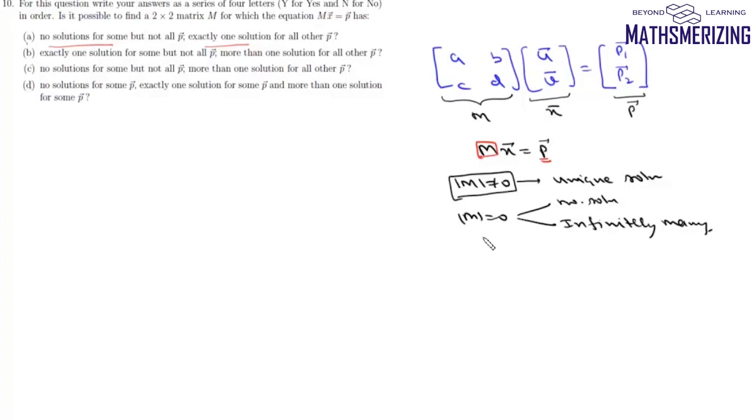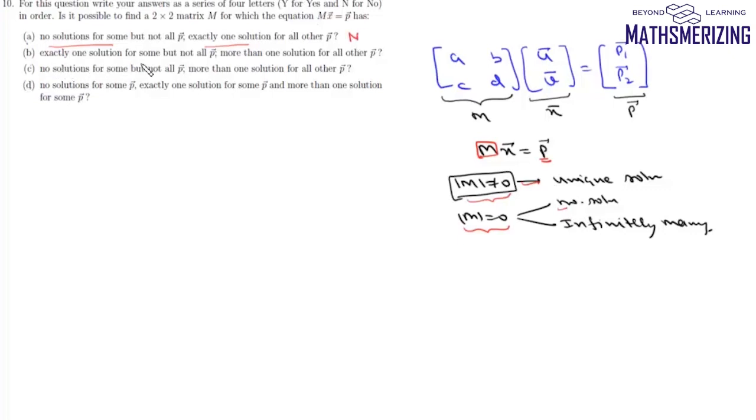So we know that if it has no solution, then determinant of M will be 0, and for exactly one solution, determinant of M should be unequal to 0. So for a fixed M, either it will have a unique solution or it will have either no solution or infinitely many solutions. For a fixed M, it cannot have only unique solution or no solution. So that means this one is not true.